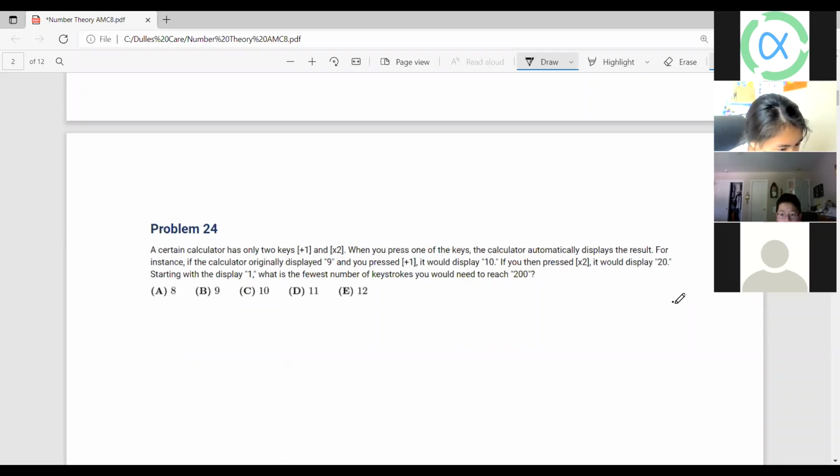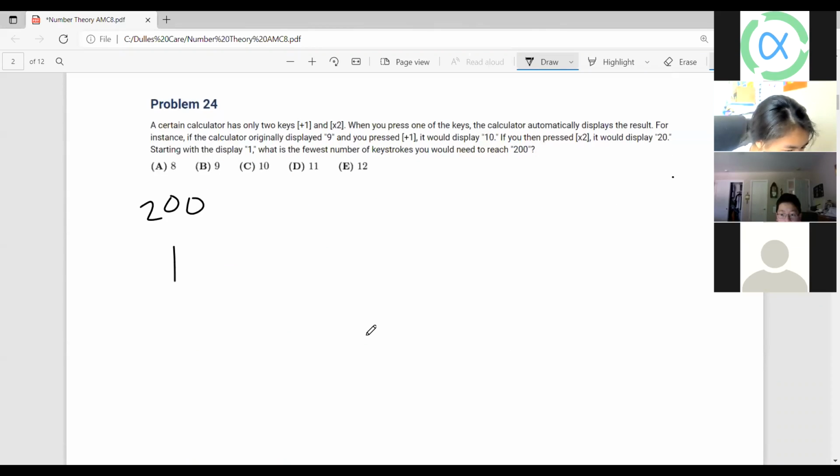Yeah, that's also how I did it. So essentially what Michael means is let's start with the number 200. There are multiple ways how you could get from 1 to 200 using plus 1 or times 2. You could do plus 199 times. You could just do times 2 times 2 times 2 times 2, and so on and so forth until you get 128, and then you just add 72 times.